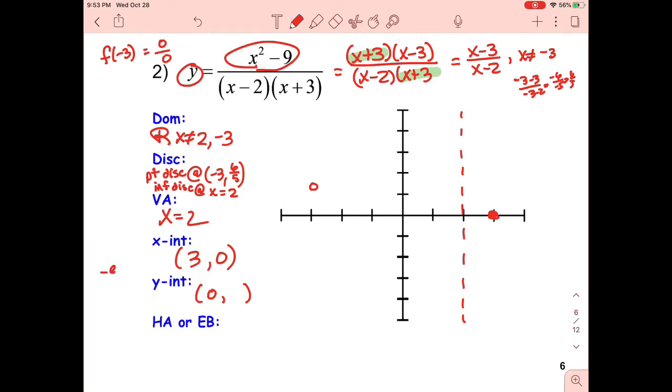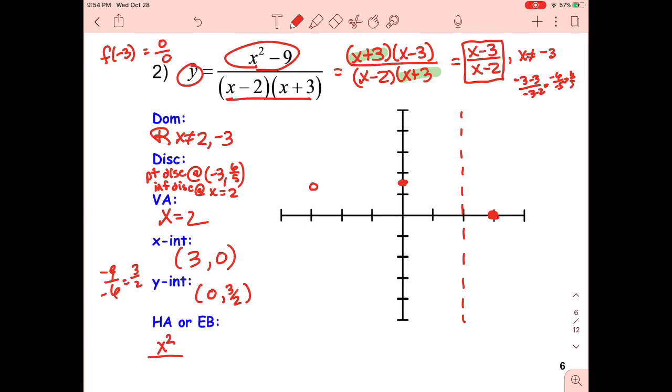Y-intercept occurs when x is 0, and if I plug a 0 in for x, go back to the original equation. 0 in for x gives me negative 9 on the top. And on the bottom, you'll get negative 2 times 3, which is negative 6, which is going to be 3/2. And you could get that also a little easier with the simplified version there. I should have done that, that would have been easier. So 0, 3/2, that's 0, 1.5.